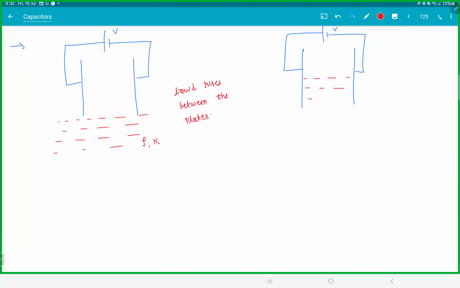Why is this rising here? Because this force of attraction should be equal to mg. The force of attraction is like surface tension, where, remember, when you keep two plates, the liquid level rises because of surface tension. This is epsilon v square by 2d into (k minus 1) is equal to rho, density, into a h d into g.